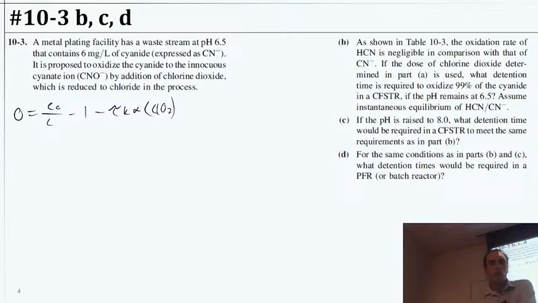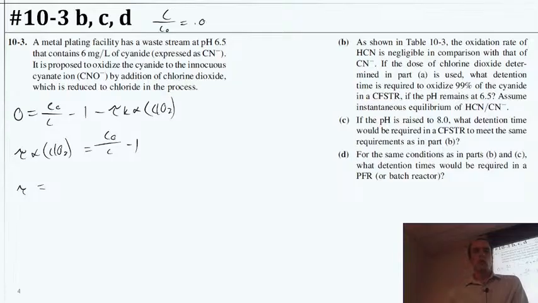Okay, from here we solve for tau. Go ahead and add it to both sides. Tau alpha chlorine dioxide equals C naught over C minus 1. And then we can solve for tau. Now, we know that C over C naught in this particular scenario is 0.001. That means that C naught over C is 100. So this is really 99 divided by the alpha times our chlorine dioxide. Now, the last piece of this is we need to figure out our chlorine dioxide.